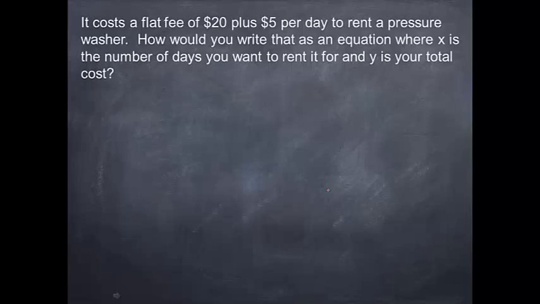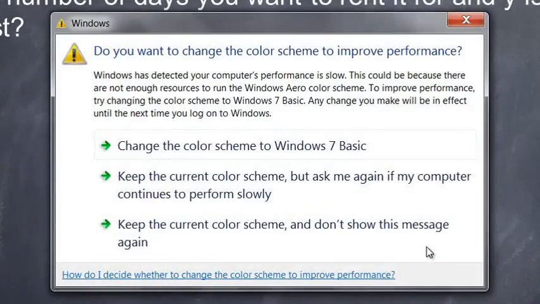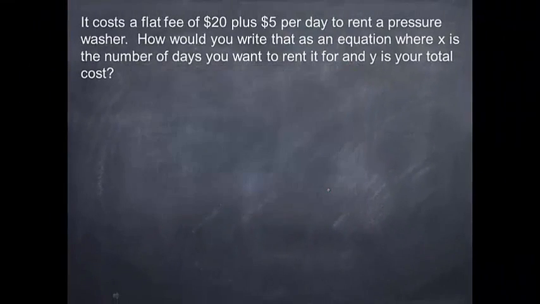You see, we're looking for x, which is the number of days, and we're looking for y, which is the total cost. So this one is similar to our last problem, but this time we're having a flat fee of $20 plus an additional $5 per day. So how do you think we would write this? Go ahead and pause the video, and I want to see what you write down.